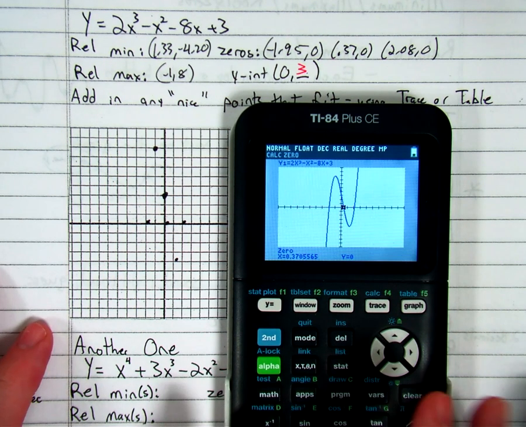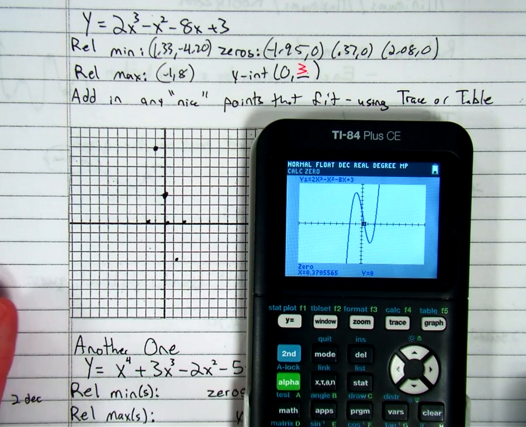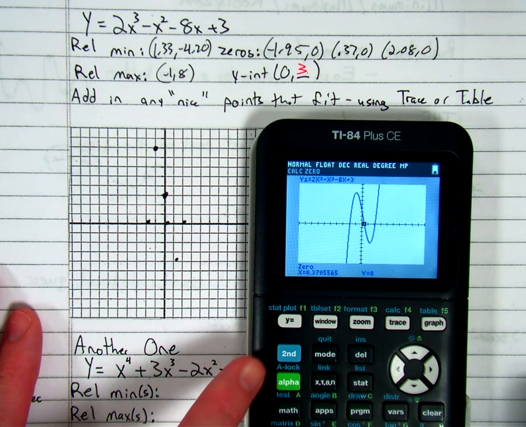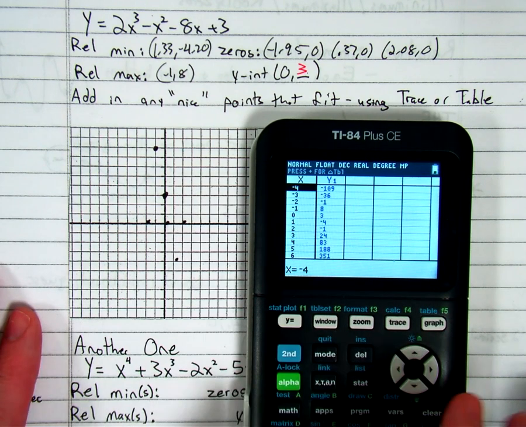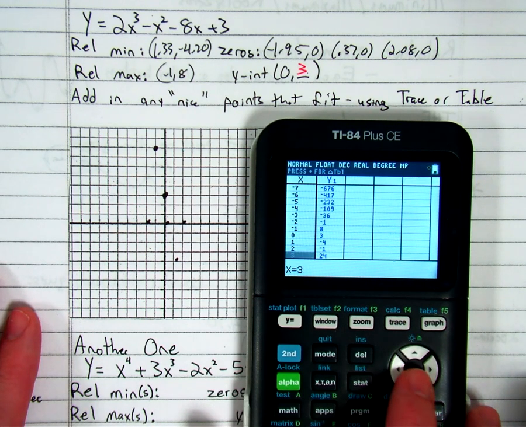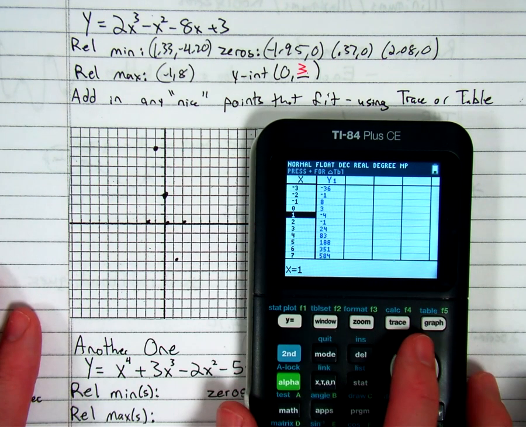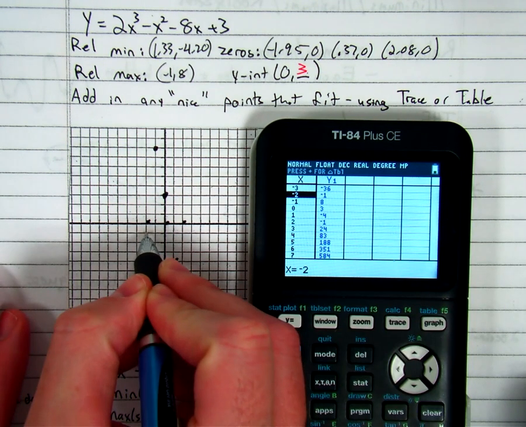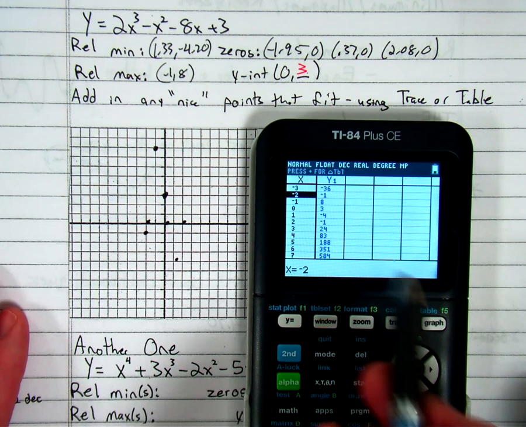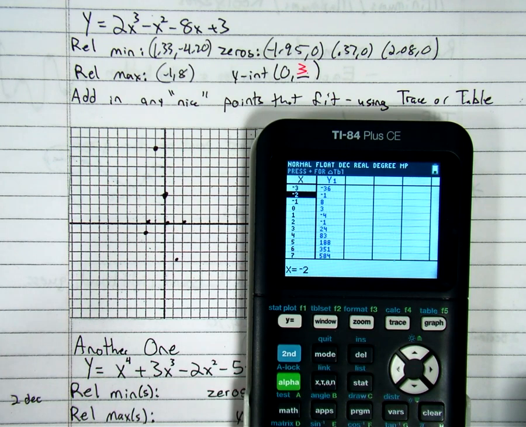Next, we can add in nice points to help fill this in a little bit. Two ways to do that. Option 1, we go to second, graph, takes us to the table. Use your arrow keys to go up and down and move around until you get some nice points that would fit on the graph. Like negative 2, negative 1. You can see some other points that would work: negative 1, 8, and 0, 3. We already have those on the graph.